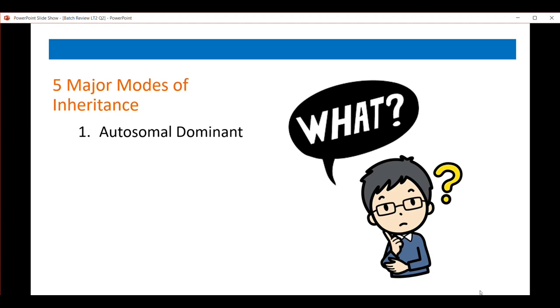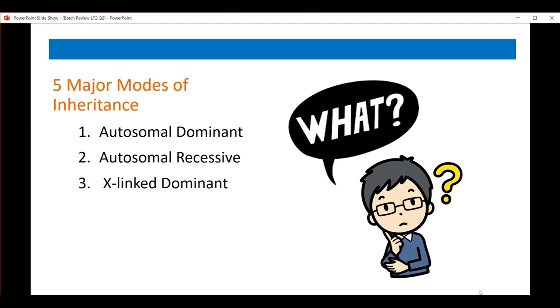The second one would be autosomal recessive. The third would be X-linked dominant, and of course the fourth is X-linked recessive, and the last one would be Y-linked inheritance. So these are the inheritances that we would need to take note of in pedigree analysis.